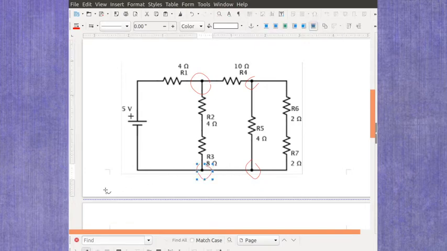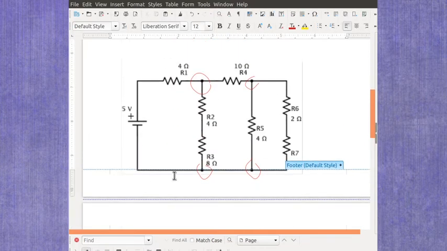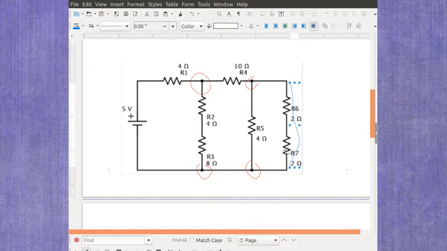And in this particular one, I've got 2 different sections which are already in series. And that would be my segment here, where I've got 2 resistors without a junction in between them, and here, where I've got 2 resistors that don't have a junction in between them.